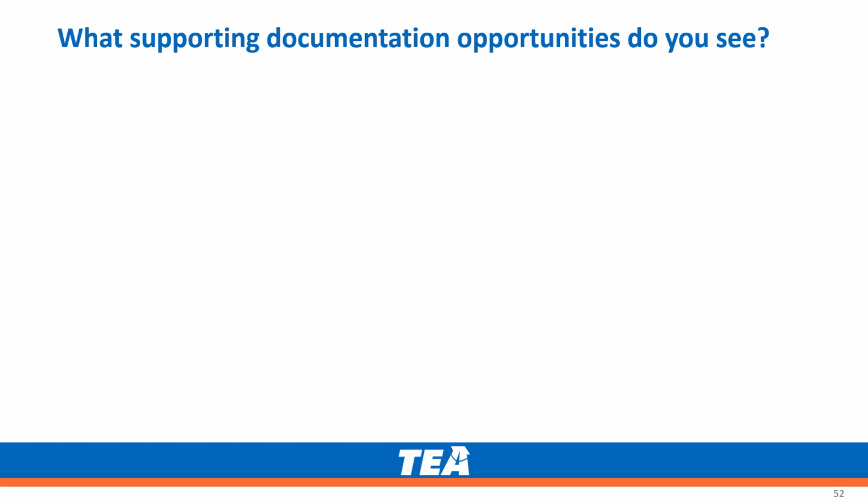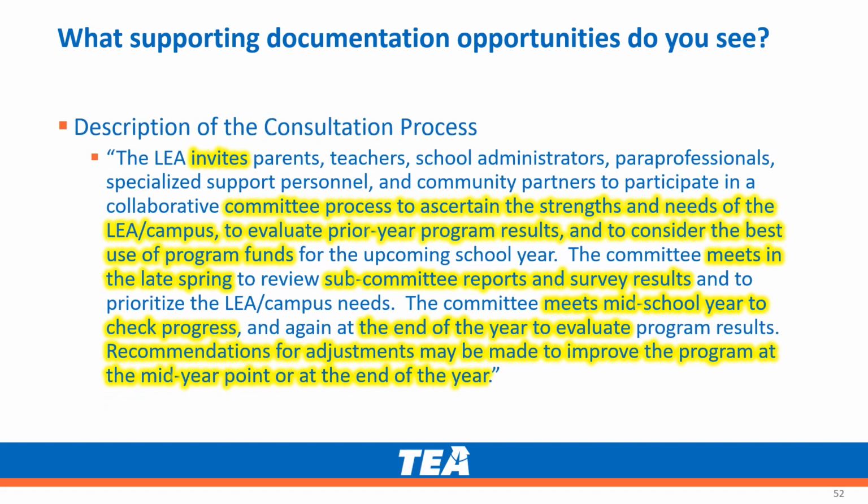Using the same example, let's look for opportunities for supporting documentation. In the first sentence, we have invites parents, teachers, school administrators, etc. This documentation may include announcements, flyers, invitations sent out to the stakeholders, and such. Next, we see that the committee evaluates prior year program results. This suggests that there is data to be disseminated among the stakeholders for them to consider.